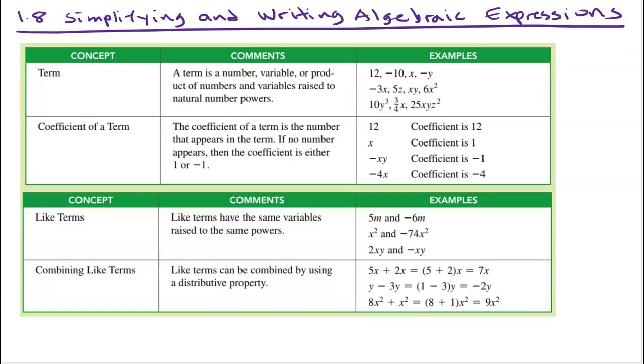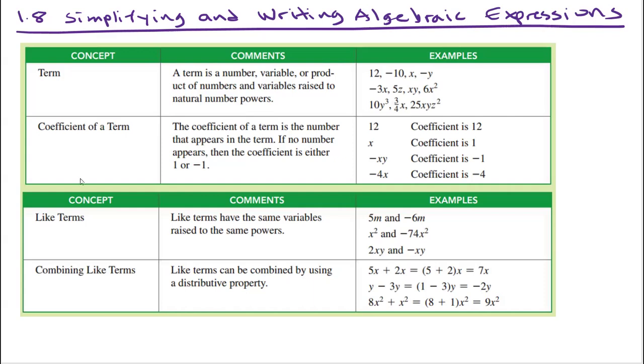All right, so this next section, we're talking about simplifying and writing algebraic expressions. Before we do that, we need to know some vocabulary or some concepts in order to do these next set of problems. So the first one is a term. What is a term? A term is a number, variable, or a product of numbers and variables raised to natural number powers. So here are some examples that they give us here. All of these are different examples of a term.